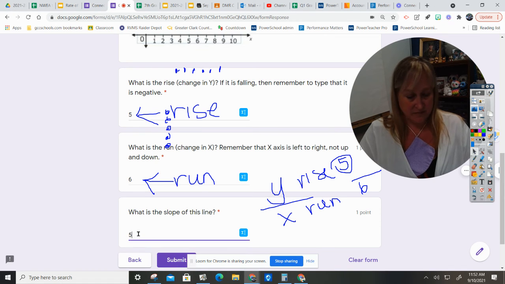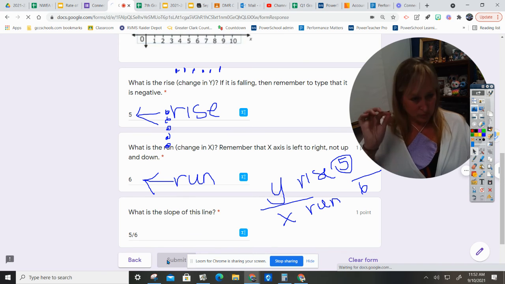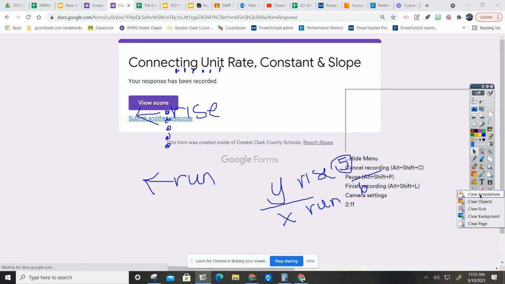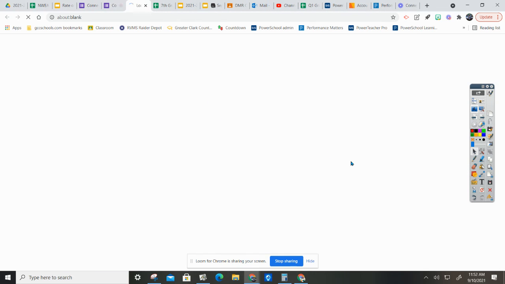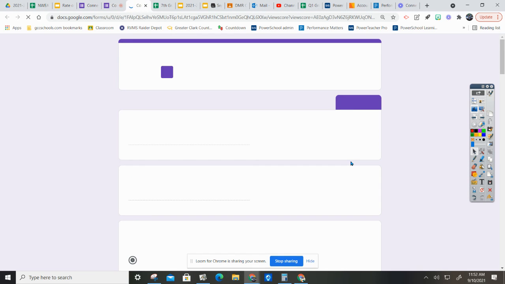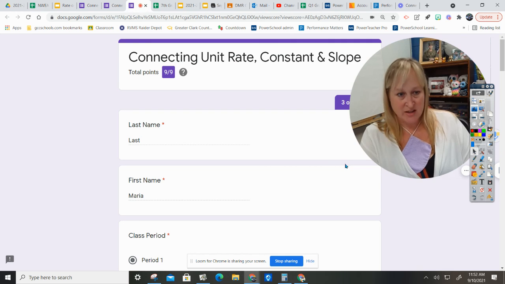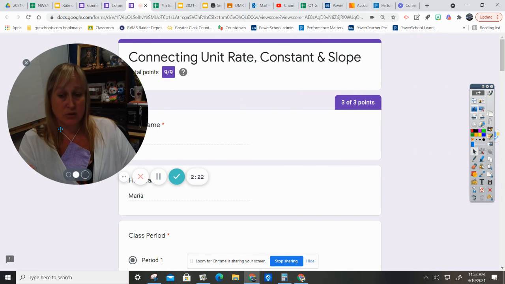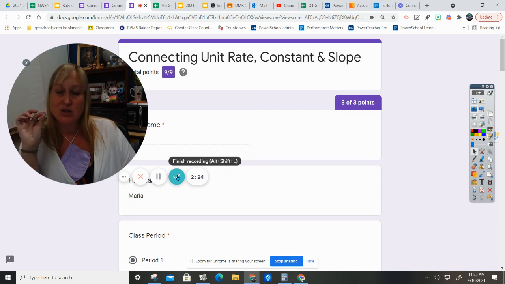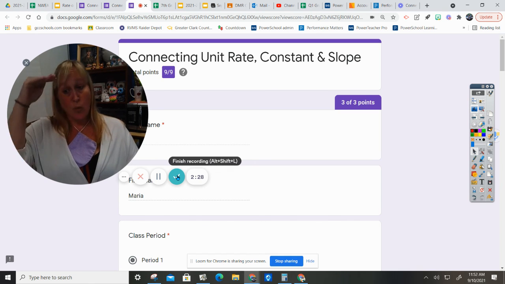Let's see, 5/6. We're going to hit submit and cross our fingers that I have done everything I'm supposed to do. View my score. Perfect score. So this is just practice, but we are going to continue to work on this and understand it. But at this point, just remember rise over run, y over x.